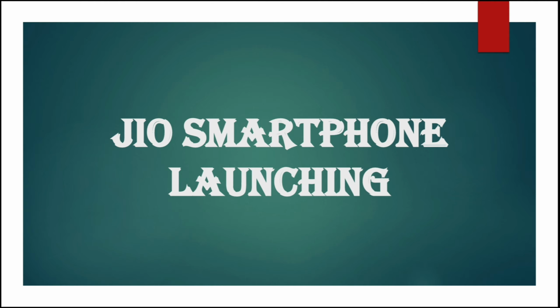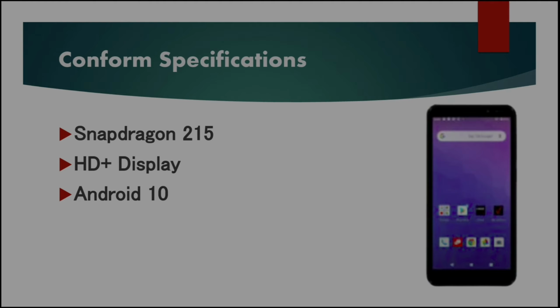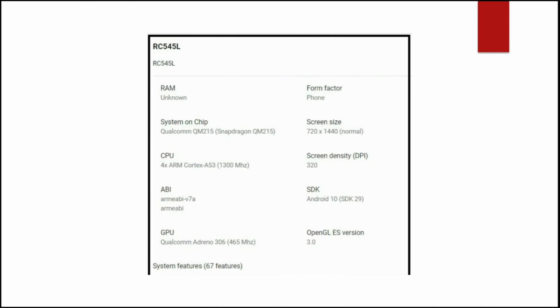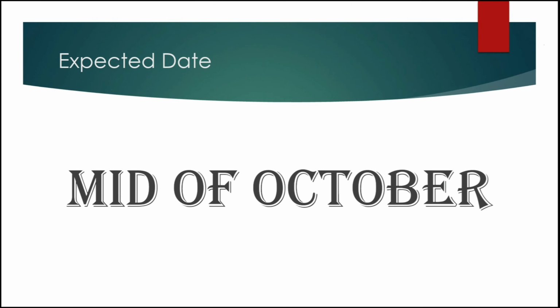Today I am going to tell you the specifications of Jio Smartphone which are listed online on Google support device. The confirmed specifications of Jio Smartphone are Snapdragon 215, HD plus display, Android 10 support. This is some more information about Jio Smartphone. The expected launch date of Jio Smartphone is in mid of October.